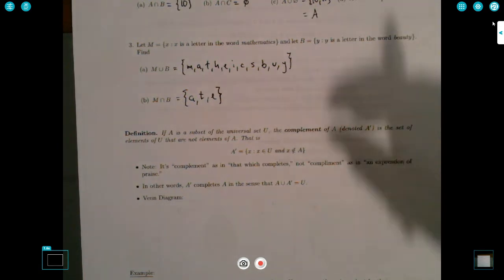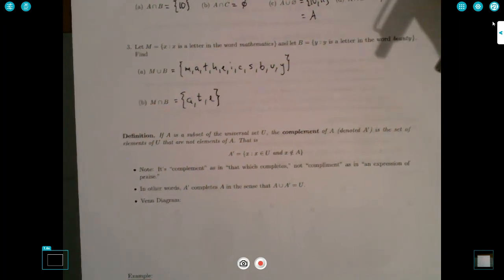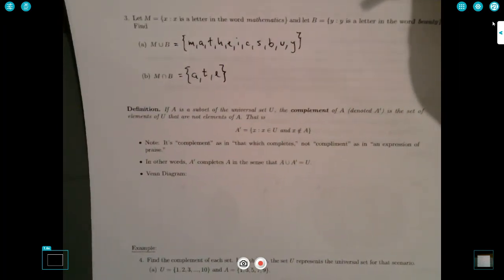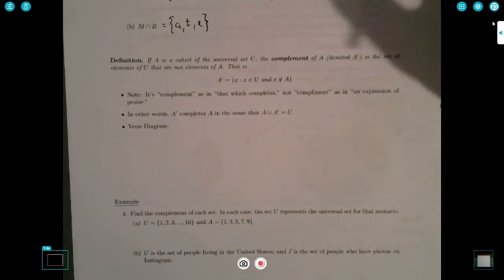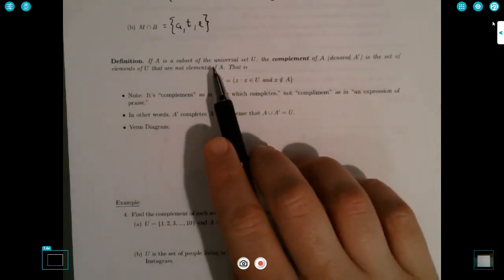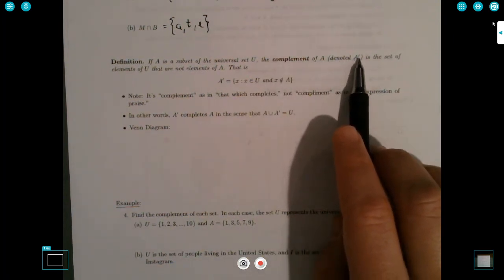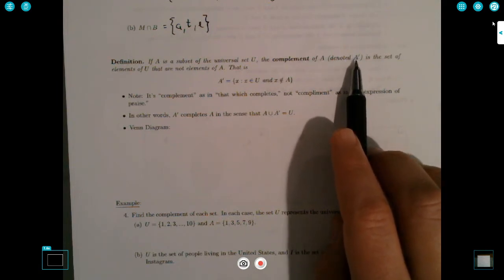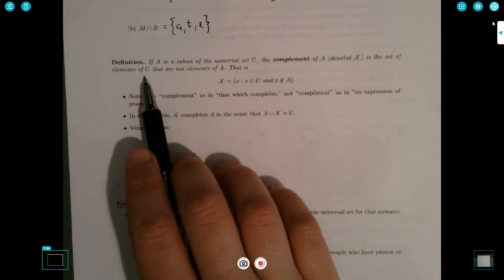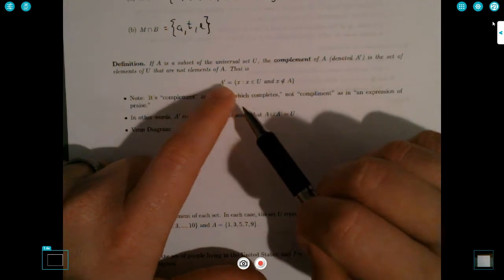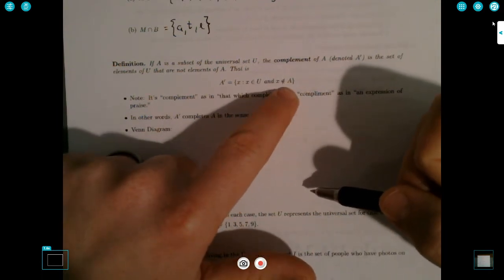Okay, so that's unions and intersections, right? Hopefully that makes some sense. The next thing we're going to talk about is complement. So if A is a subset of the universal set U, then the complement of A, denoted by A with a little apostrophe, we'll call it A complement, right? A complement is the set of elements of U that are not elements of A. So in other words, A complement, or I might sometimes call this A prime, is the set of all X where X is in the universal set, but it's not in A.